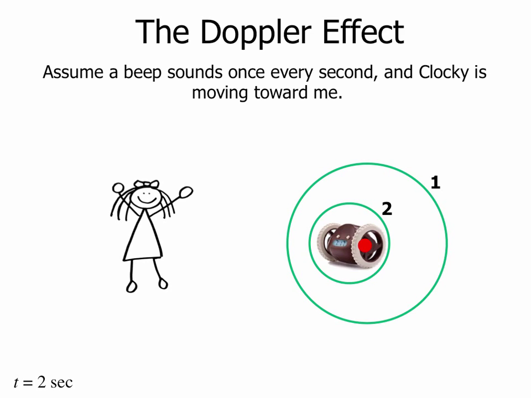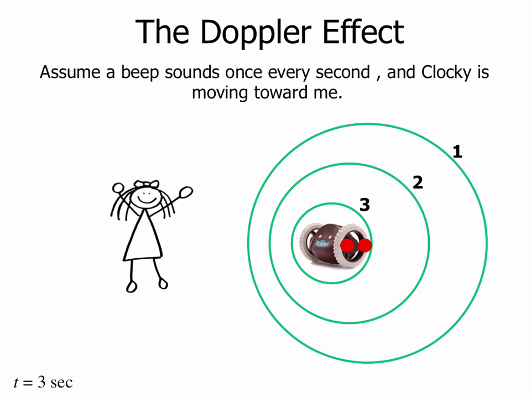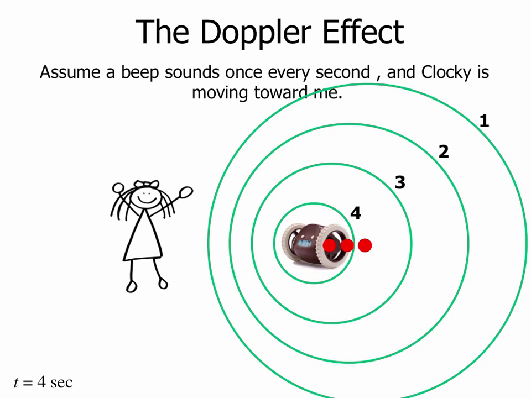Meanwhile, Clocky has moved toward me to the left, and you see that beep 2 has now started, and beep 2 will radiate outward from this point where Clocky is. A second later, beep 1 has continued outward from its starting point, beep 2 has continued outward from its starting point, and now beep 3 has started, and again beep 3 will be centered on where Clocky is at 3 seconds. And again we get beep 4, same thing happens.